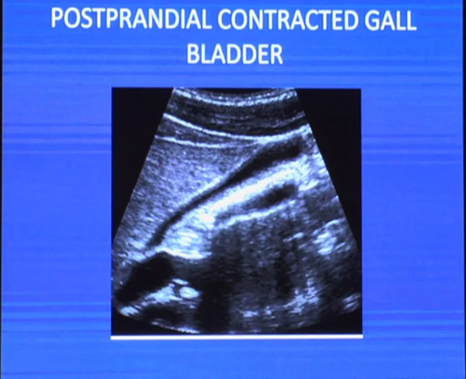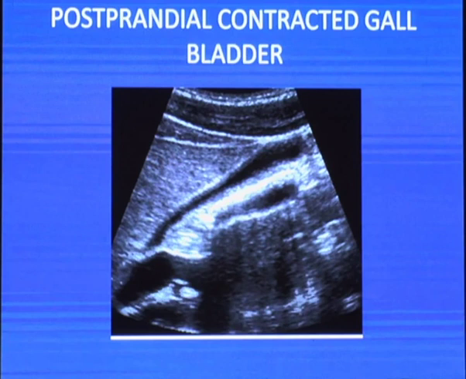Sometimes the patient is not fasting properly, and what we see is a contracted gallbladder. The most common cause of a contracted gallbladder is recent meals. Why? Because it will result in release of cholecystokinin, which will result in contraction of the gallbladder. So its close differential is chronic cholecystitis.